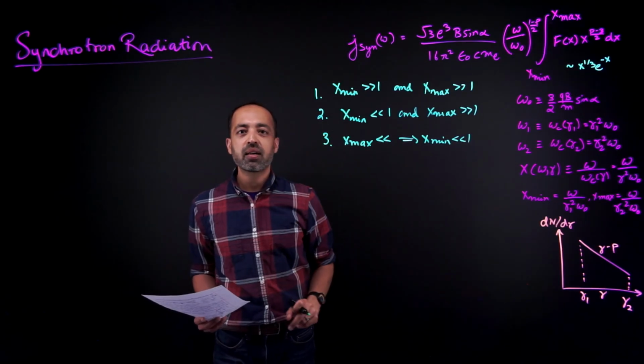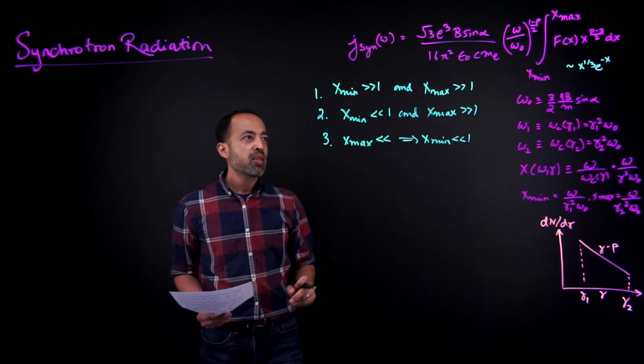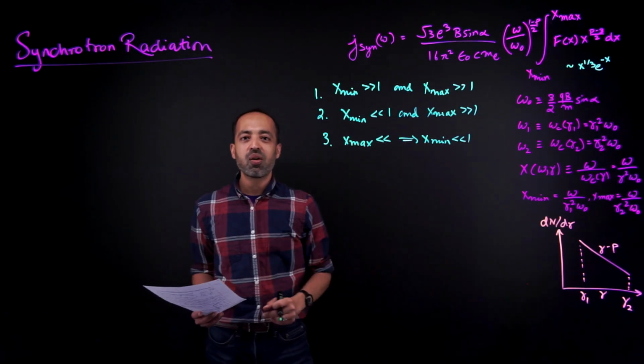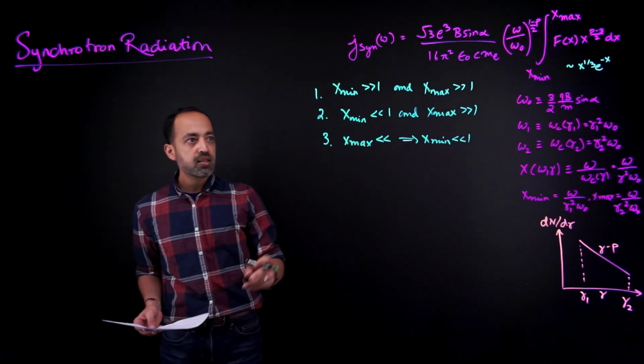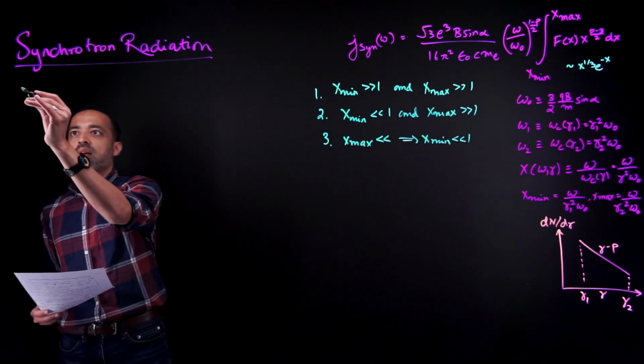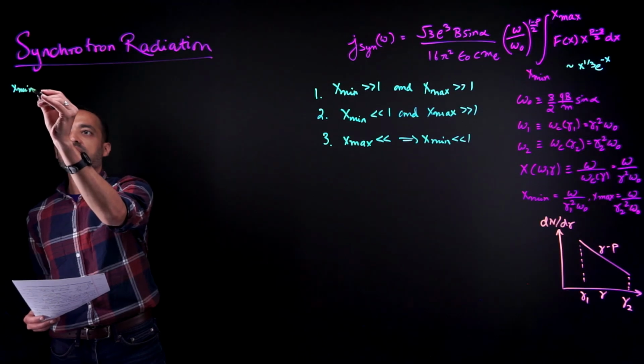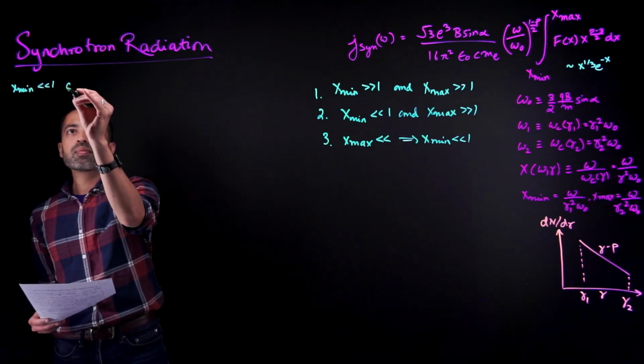This one, case 2, is a little more complex, and at the end of the day, it's going to give us a power law back. So let's look at that particular case. Let's consider the case that x min is much less than 1, and x max is much greater than 1.